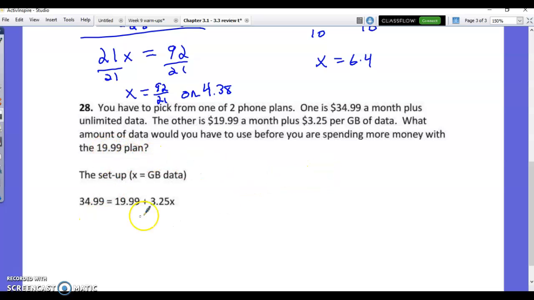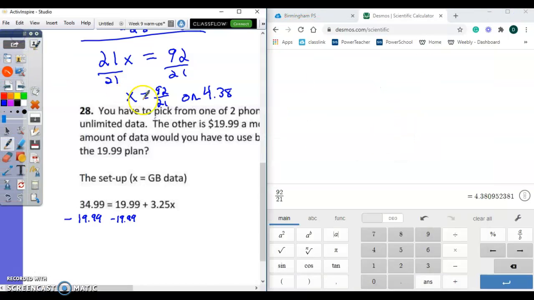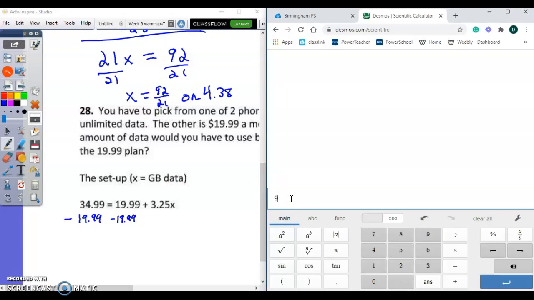with the $19.99 plan? So this is the setup that we have for this, and we just need to solve for x now. How would we do that? We have to isolate that x term, so get rid of the 19.99 from both sides. Those are our whole numbers. Let's take out our calculator again. Make sure you guys are using your calculators to double check your arithmetic.